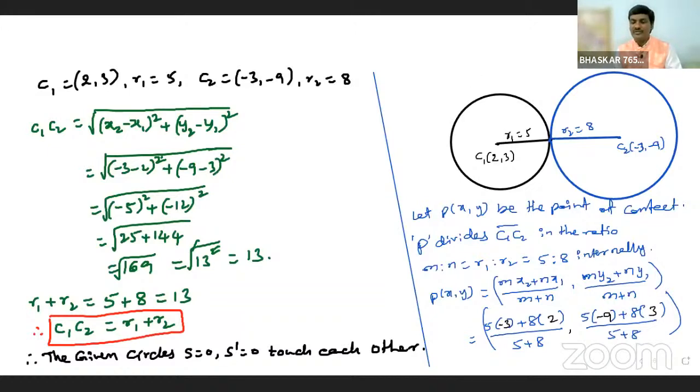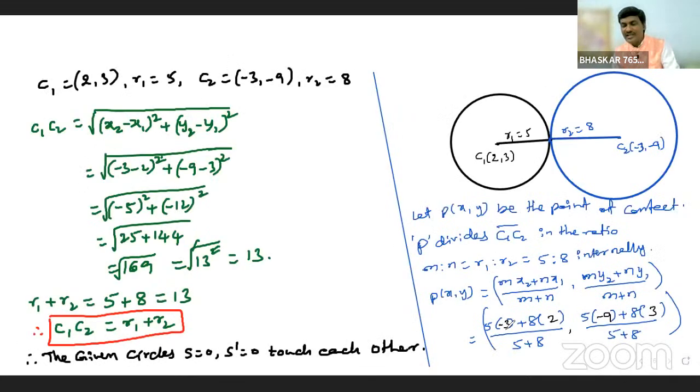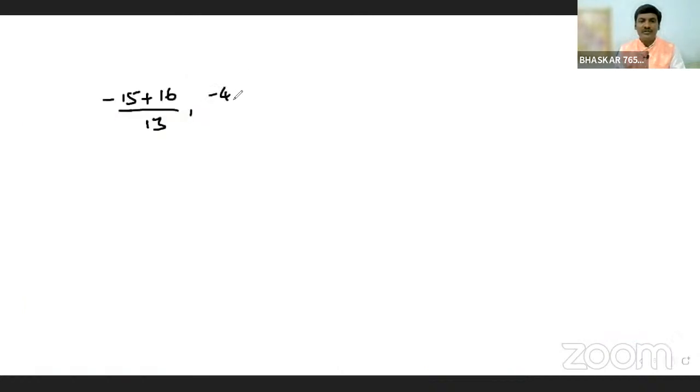Now let's simplify. 5 times 3 is 15, so -15 plus 16 divided by 13. Check it once. 5 times 3 is 15, minus 8 times 2 is 16. And 5 times 9 is 45, minus 45. 8 times 3 is 24. Minus 45 plus 24 divided by 13. This is the point P.